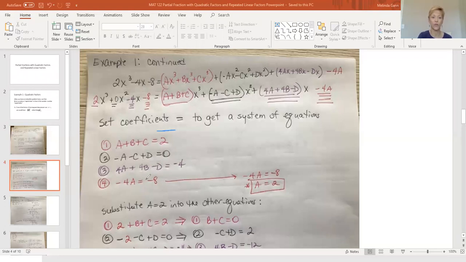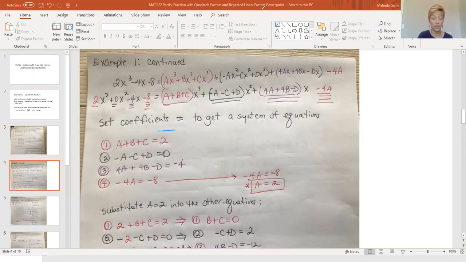Well, see, this fourth equation is already solvable. When I divide both sides by negative 4, I just get a is 2. So now a is 2. So what can I do now? Well, do you see that I can now take a is 2 and plug into any equation that has an a in it? So all three equations have an a in it.